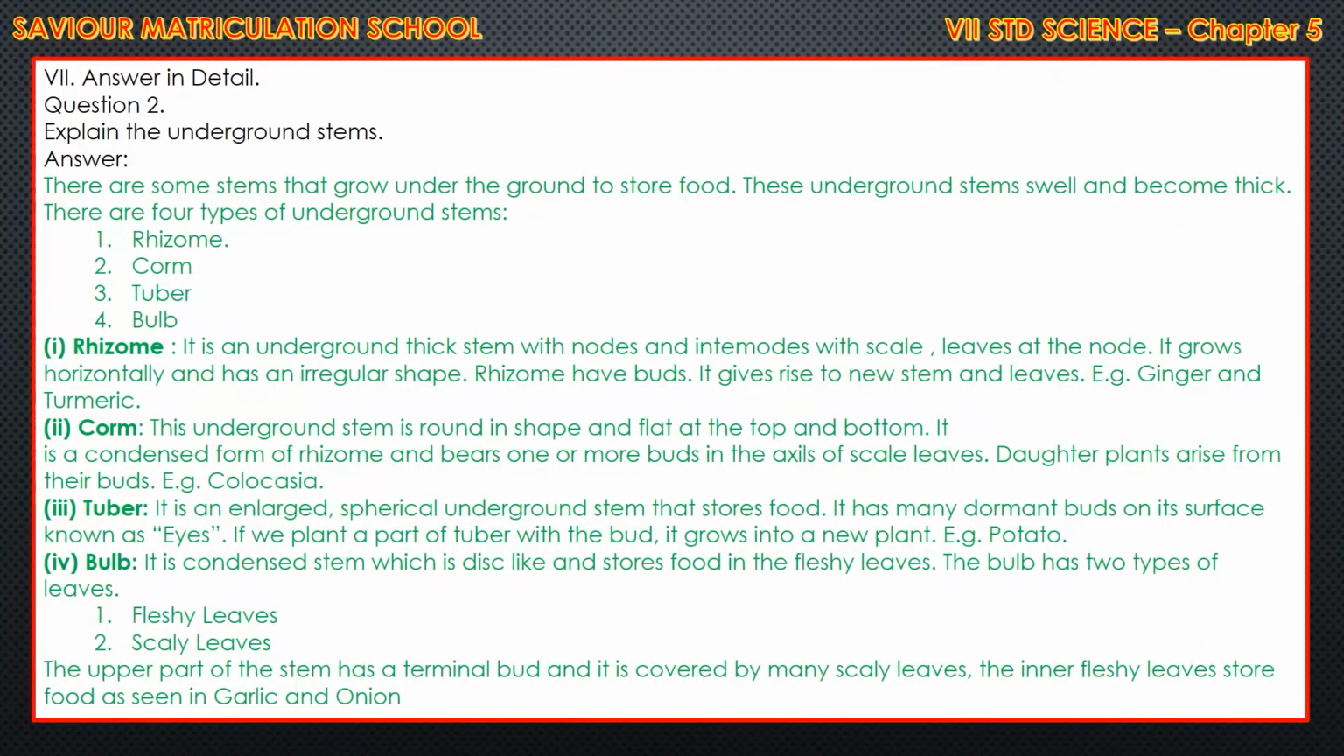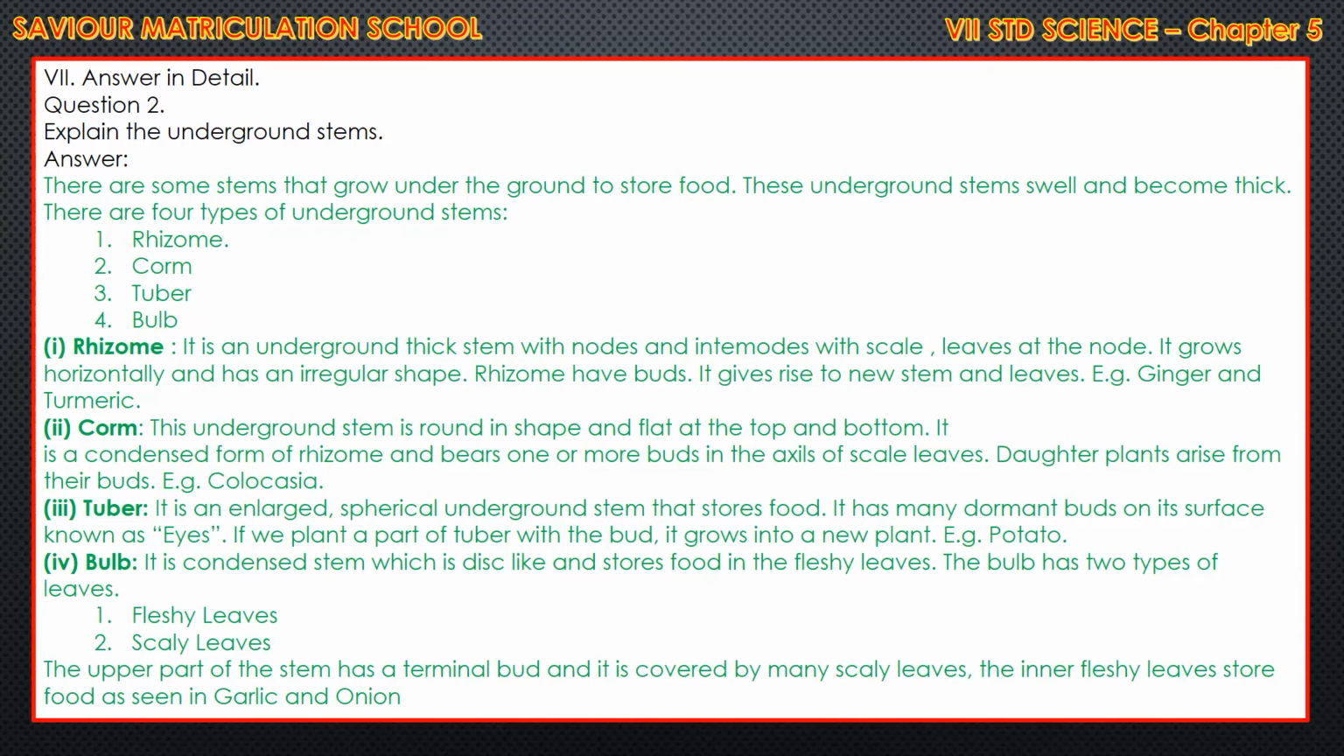Question 2. Explain the underground stems. There are some stems that grow under the ground to store food. These underground stems swell and become thick. And there are four types of underground stems. 1. Rhizome. 2. Corm. 3. Tuber. 4. Bulb. First one we will see, children, rhizome.